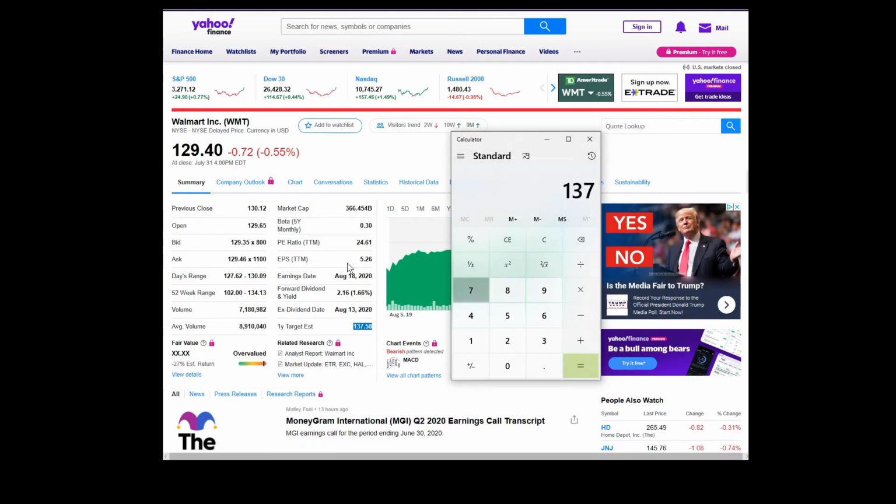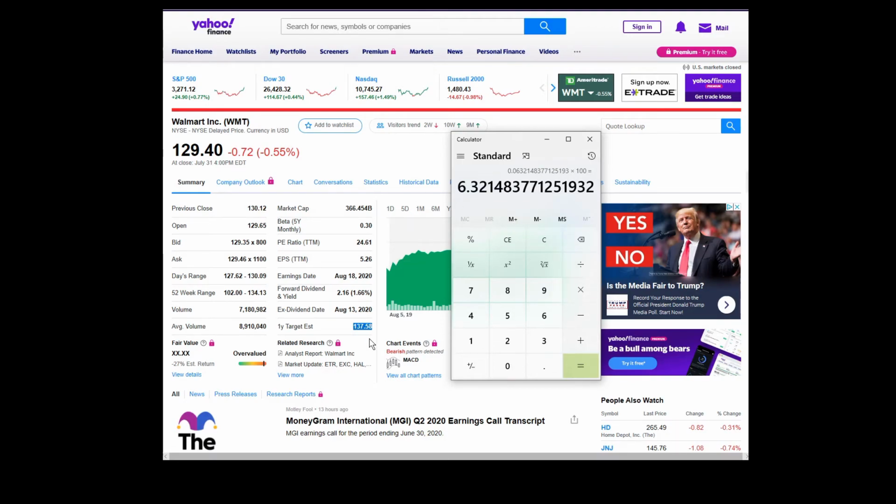Let's go ahead and see, 137.58, and we're going to subtract that by the current price. So they think that Walmart over the next 12 months is going to go up by $8 per share. Now let's go ahead and divide that by its current price. So over the next 12 months, the analysts all agree, basically, that the stock price is going to go up 6.32%.